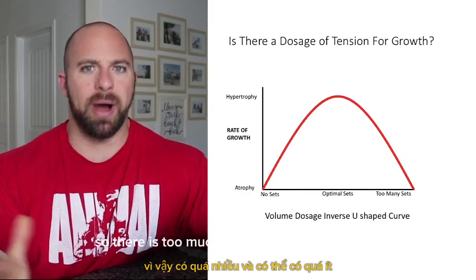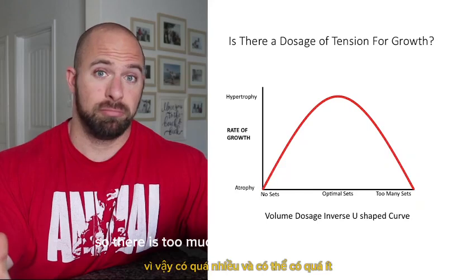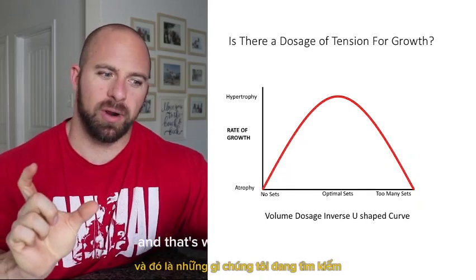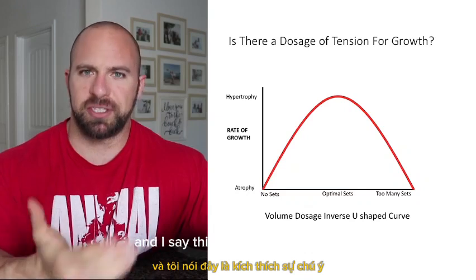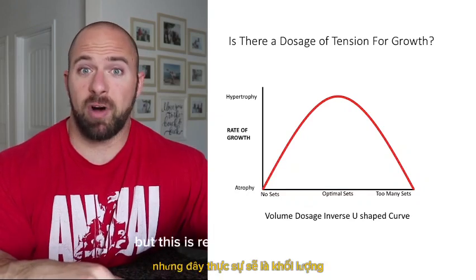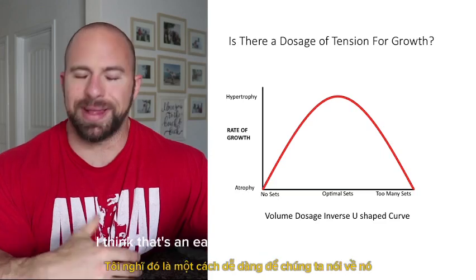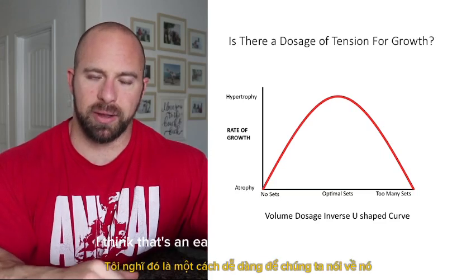So there is too much, and there can be too little. So there is a sweet spot, and that's what we're looking for. And I say this as a tension stimulus, but this is really going to be volume. And we're going to talk about volume just being the number of hard sets that we do. I think that's an easy way for us to talk about it.